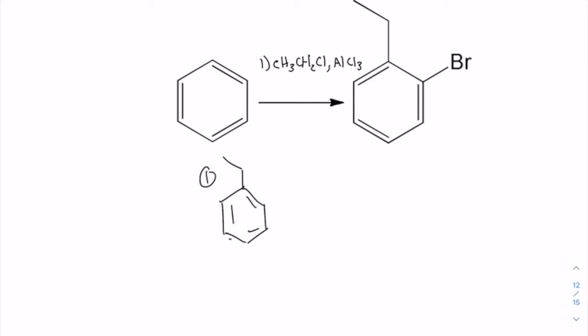Step 2, we need to install the bromine next, right? But ethyl is an ortho para director, right? So it means that bromine can either go in the ortho position, which is right here, or it can go in the para position, which is right there. We need it to go in the ortho position, right? That means it can't go into the para position.